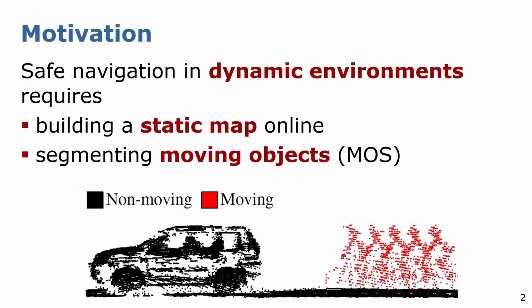First, let us have a look at a dynamic environment as shown below. On the left, we have a parked static car in black, and on the right, a moving cyclist in red. In order to safely navigate in such an environment, we first want to build a static map which allows us to, for example, do online path planning. And second, we want to segment these moving objects to track them over time and then predict what they're doing next.